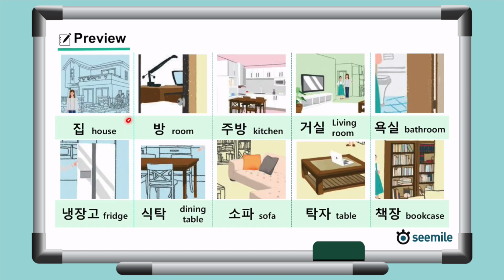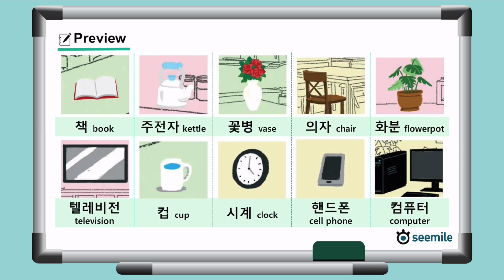집, 방, 주방, 거실, 욕실, 냉장고, 식탁, 소파, 탁자, 책장, 책, 주전자, 꽃병, 의자, 화분, 텔레비전, 컵, 시계, 핸드폰, 컴퓨터. Now let's watch the video and see what Aram's house is like.